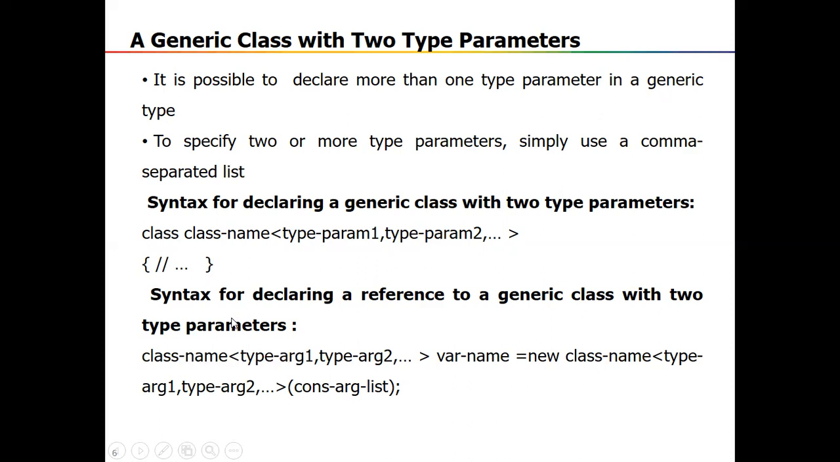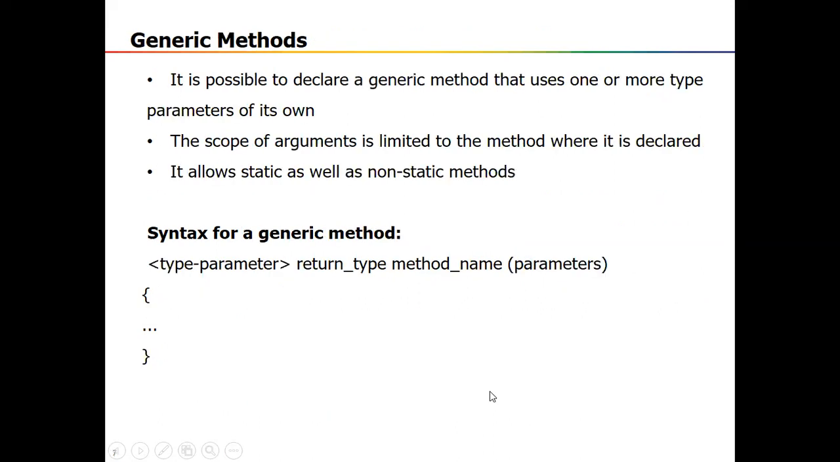And this is the syntax for declaring a reference to a generic class with two type parameters. Class name, within angle brackets we have to mention the required number of type arguments. Then variable name, which is equal to new class name within angle brackets. Again, we have to mention the type arguments list. Then after that, we have to mention the constructor argument list, semicolon.